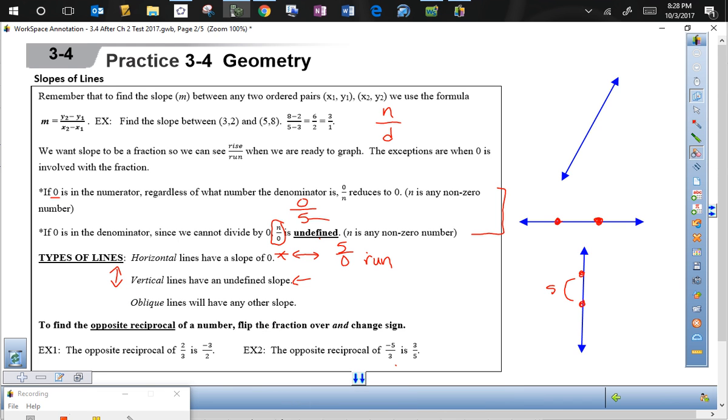Now, oblique line is a kind of funny name, but oblique just means anything else. Any other slope as a fraction, so any number can be on top or bottom, positive or negative, it doesn't matter. Oblique lines just mean this slanty option here. It could increase from left to right or it could decrease from left to right. Those are just some examples of what oblique lines look like when you graph them.